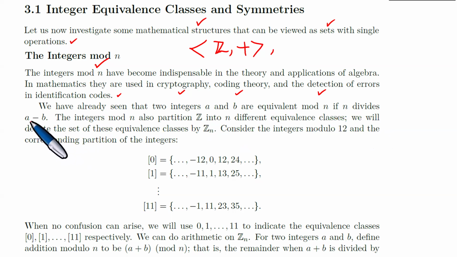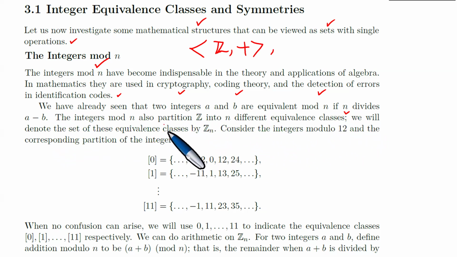In other words, a minus b must be a multiple of n for a and b to be equivalent modulo n. Also, if n divides a minus b, then it means that a minus b is equivalent to 0 modulo n. The integers mod n also partition Z into n different equivalence classes.